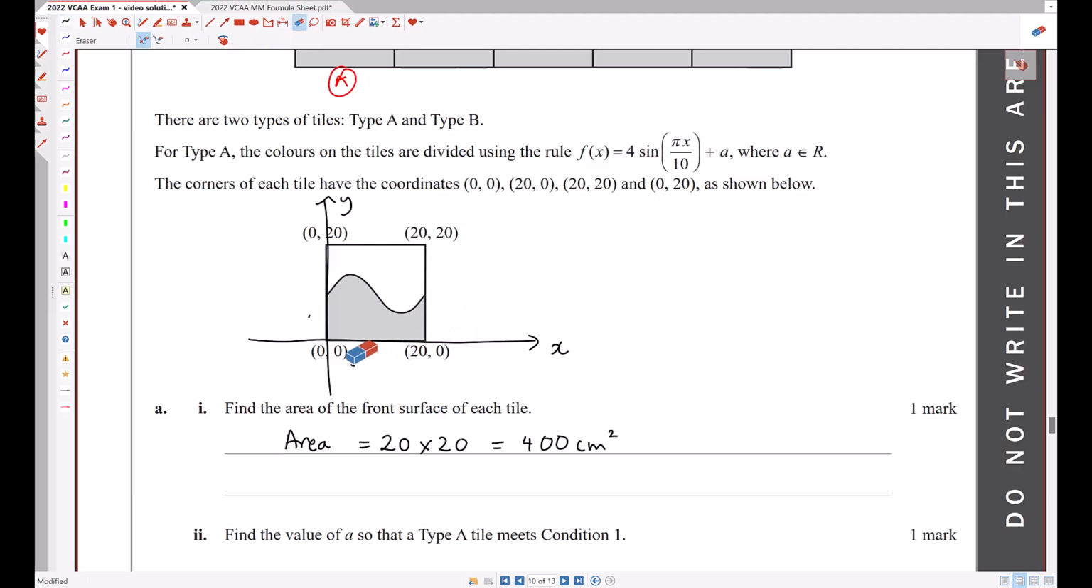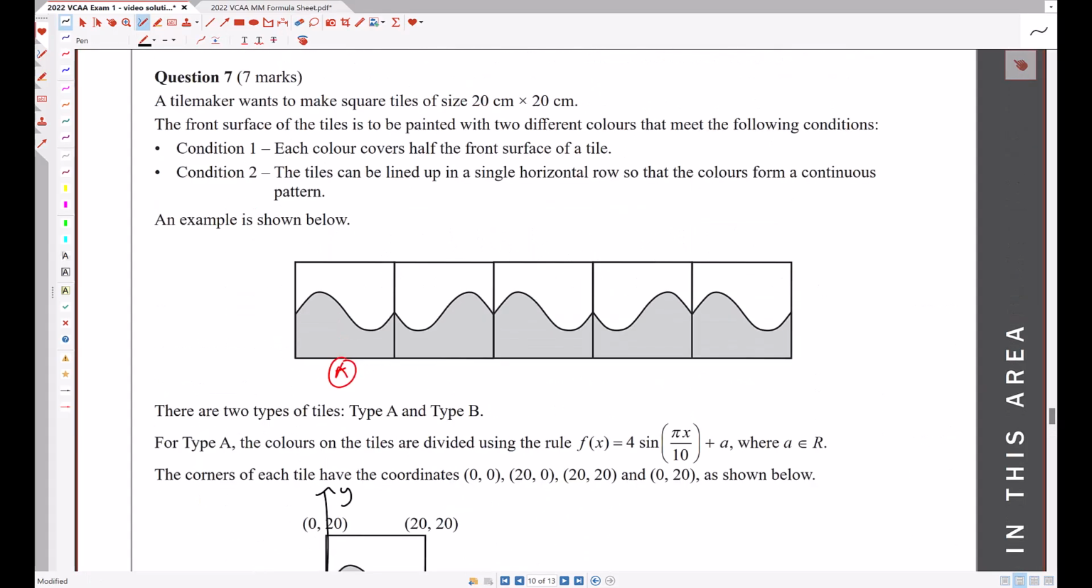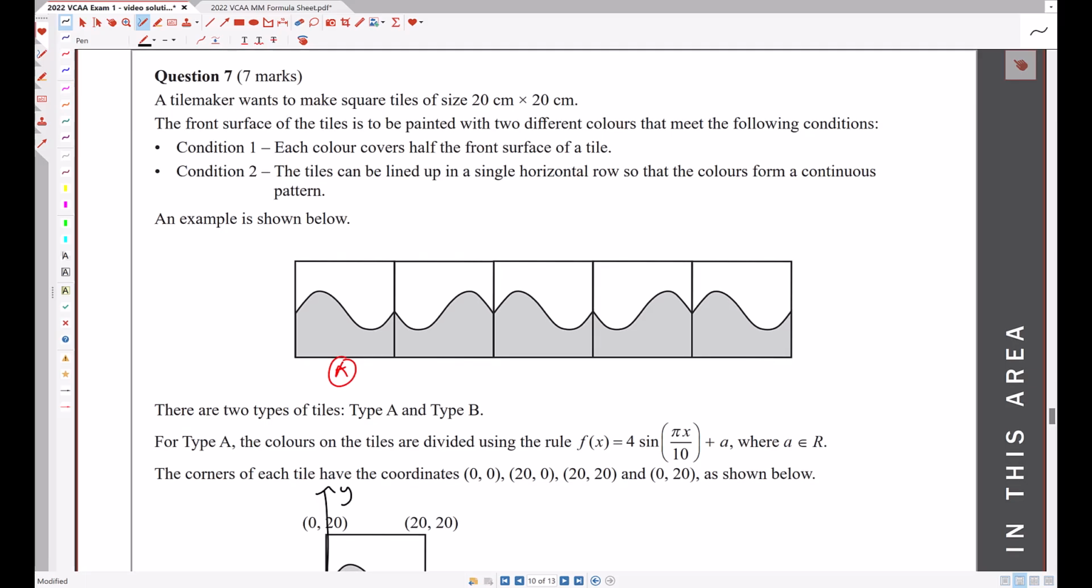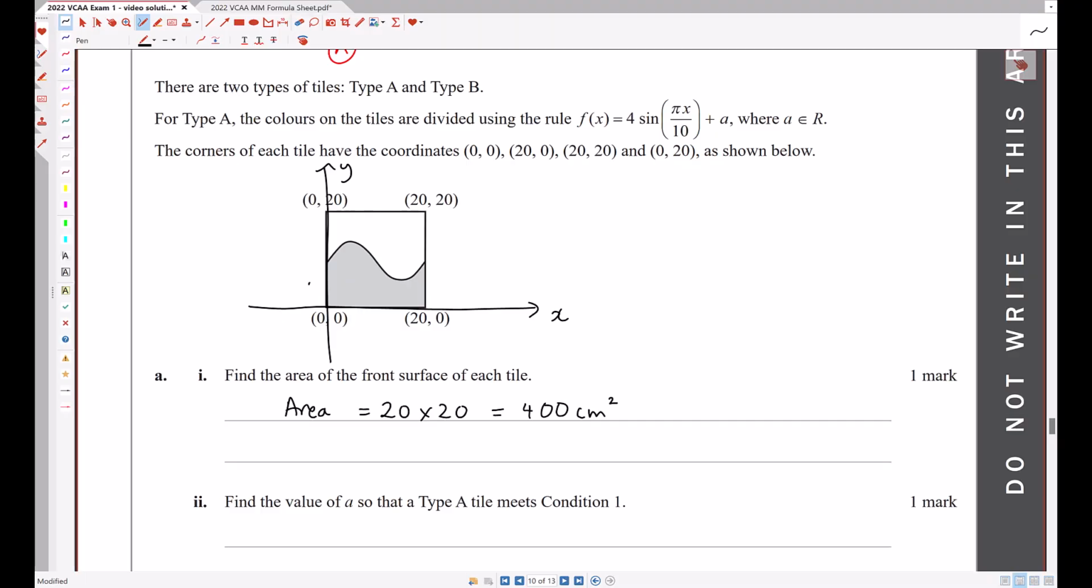Okay, so find the value of A so that the type A tile meets condition 1. Okay, so condition 1 is about the fact that the grey and white areas need to be the same. So because we have a sine function, and because we can see that the period of this sine function is 2 pi divided by pi on 10, which is 2 pi times 10 on pi. The pi's cancel and we get 2 times 10, which is 20. So the period is 20, so that means this is at one complete period of a sine graph.